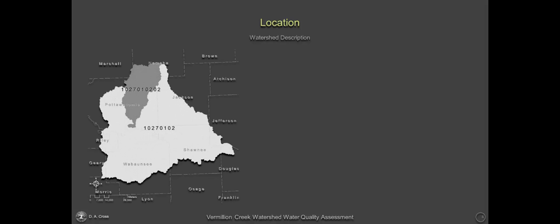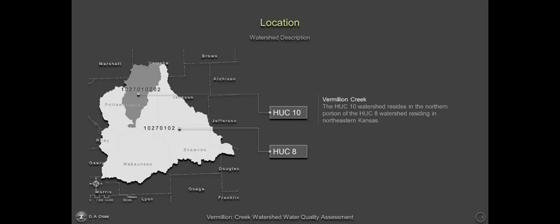The Vermilion Creek watershed is located in northeastern Kansas and covers several counties. The watershed is located within the HUC 8 10270102 watershed and within the HUC 10 boundaries. This HUC 10, 1027010202, actually defines the boundary of the Vermilion Creek watershed.